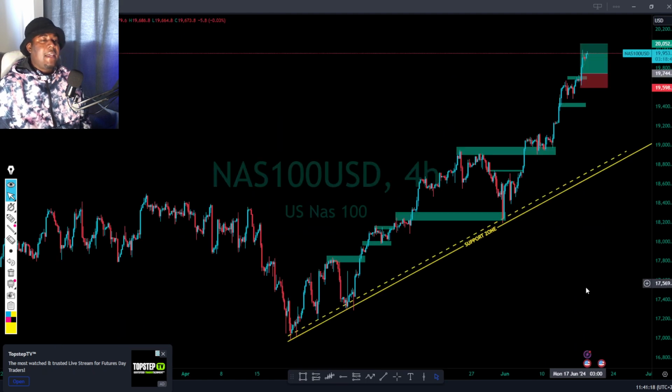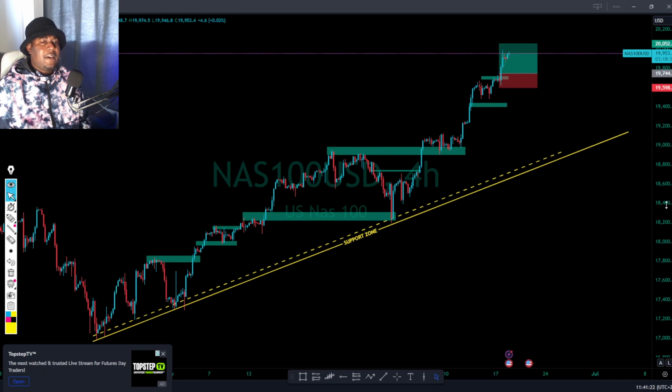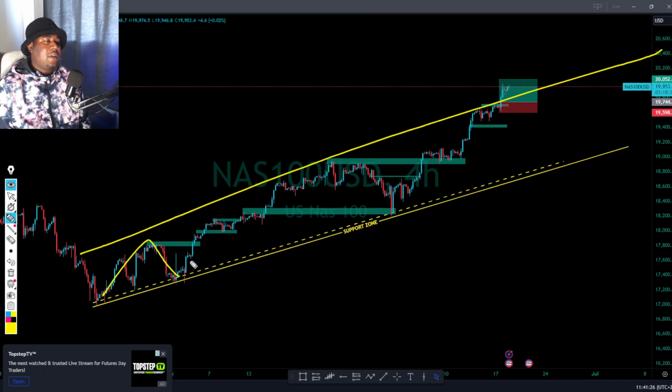So now let's go on Nasdaq 100. We did smash this one very nice. You can see the overall structure. It's actually a very nice bullish move. The market is actually going up. So with that, you can easily see that the market is still on that uptrend structure.